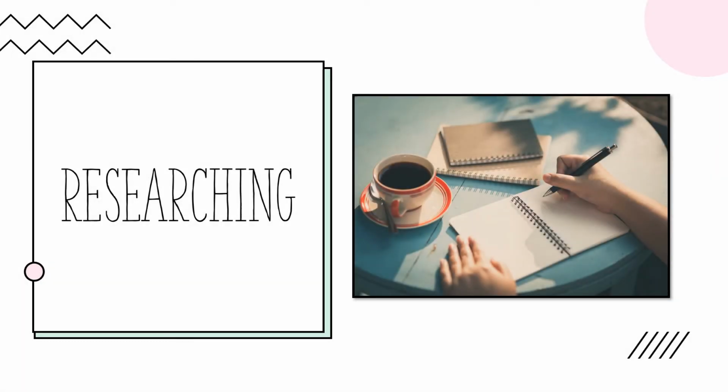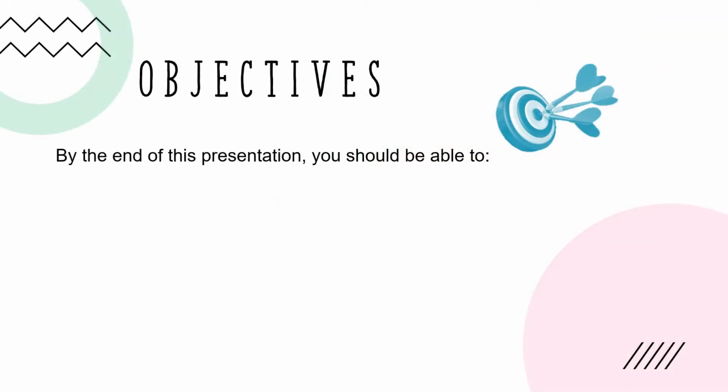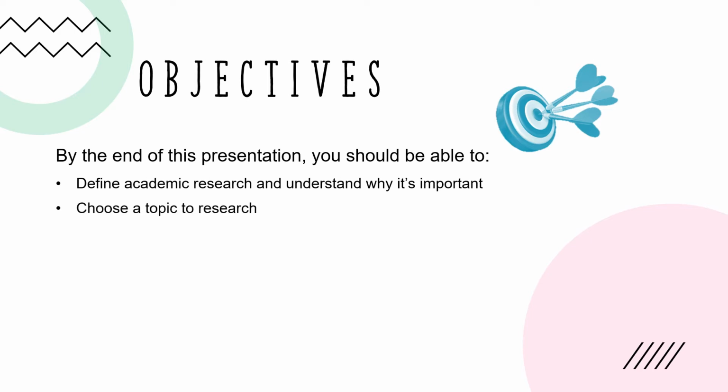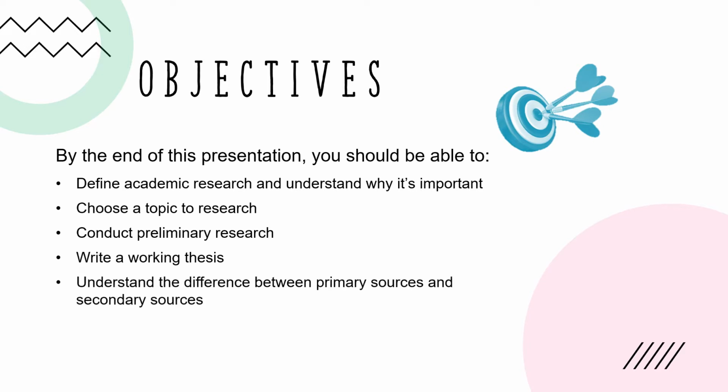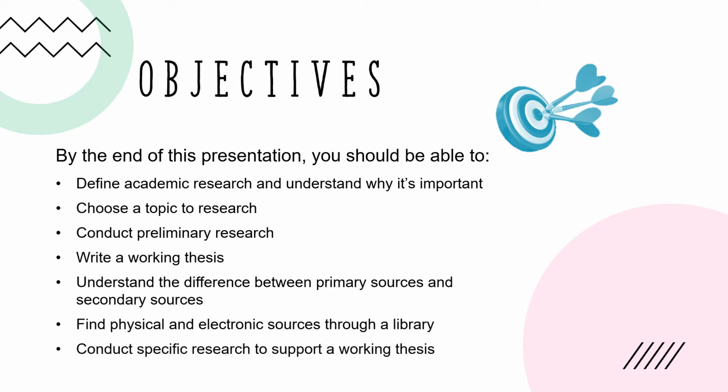In this presentation, we'll go over how to research a topic for a writing assignment and find sources to use as support. By the end of this presentation, you should be able to define academic research and understand why it's important, choose a topic to research, conduct preliminary research, write a working thesis, understand the difference between primary sources and secondary sources, find physical and electronic sources through a library, and conduct specific research to support a working thesis.